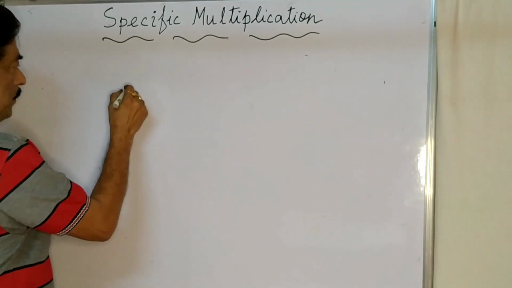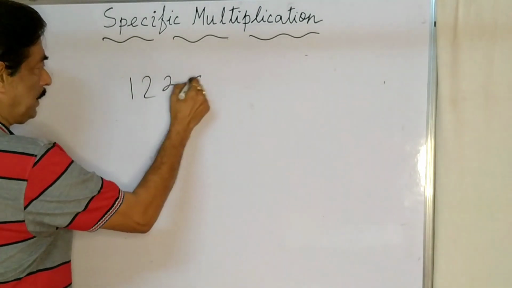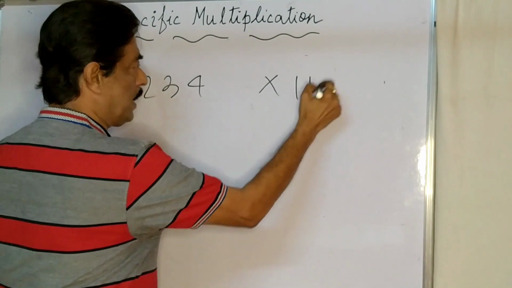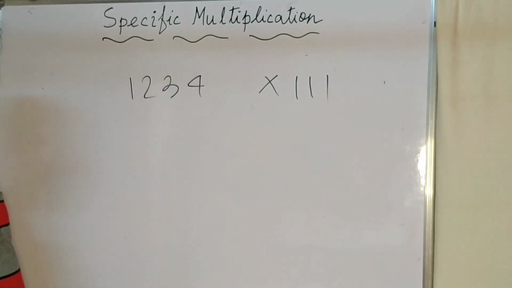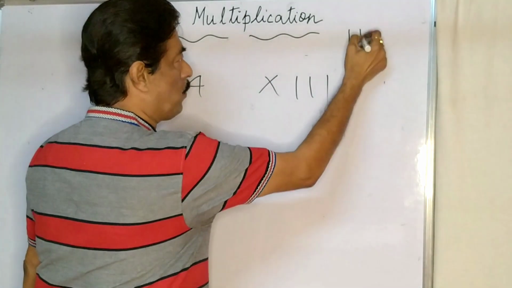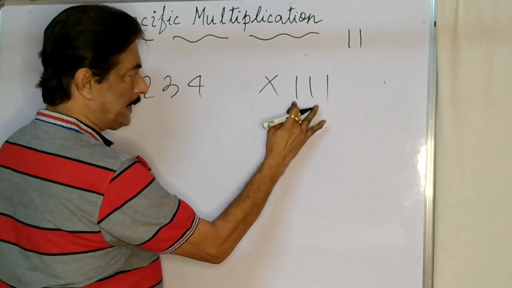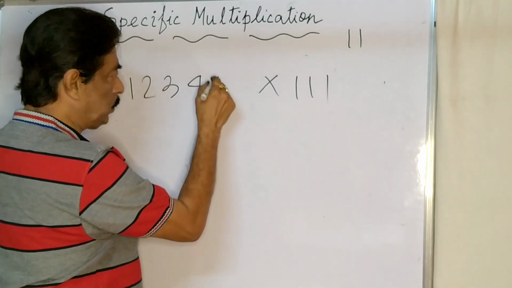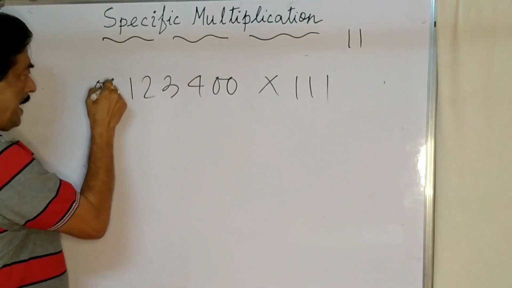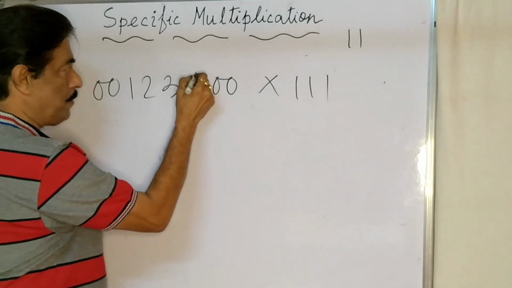Let us consider 1, 2, 3, 4 is a number, and you have to multiply by 1, 1, 1. There are 3 ones. When there are 2 ones, we put 1 zero right side, 1 zero left side, and add 2 digits. When there are 3 ones, we have to put 2 zeros right side, 2 zeros left side, and add 3 digits. Start from here.